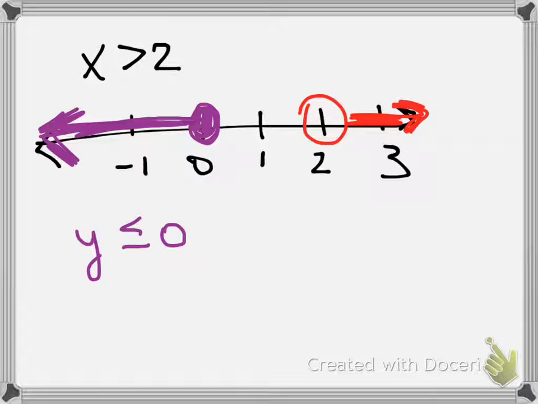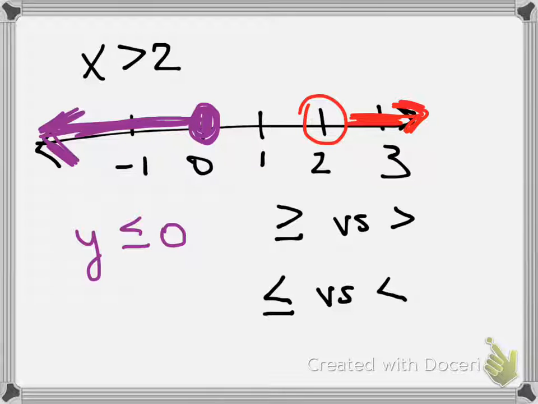We have a designation for the symbol greater than or equal to versus greater than. And we have a designation for the symbol less than or equal to versus less than, which would be on this number line an open or a closed circle. We don't use a number line for these, but we use these same principles.